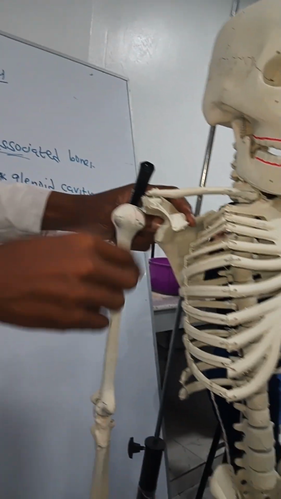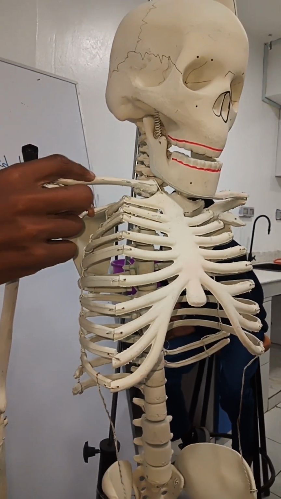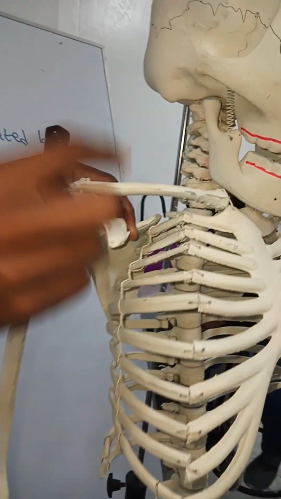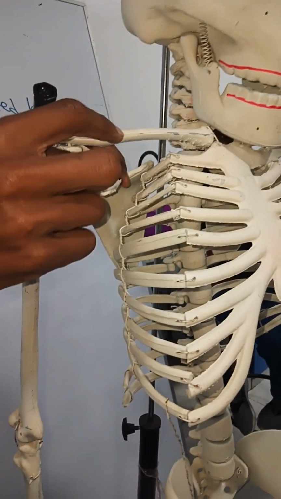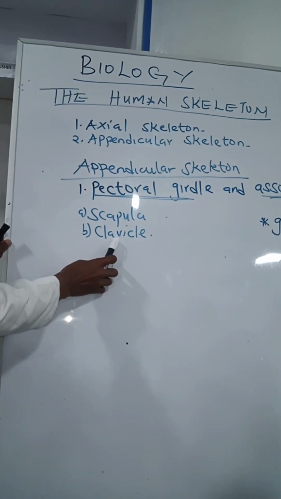Then here, I have this bone here. Do you see this bone? This is not a rib. This bone is what we refer to as the clavicle. Have you understood? That is a clavicle.